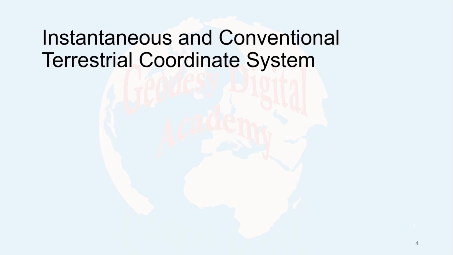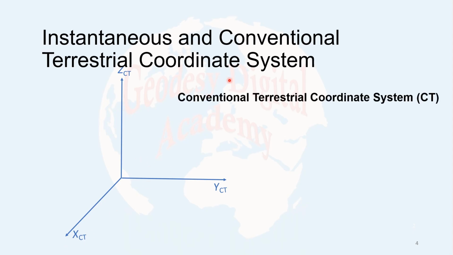Instantaneous and conventional terrestrial coordinate systems. As you have noticed, we define the CIO, and based on the CIO, we define a conventional terrestrial coordinate system, which I simply show here by CT. CT means conventional terrestrial. In some literature, you may see CTS or CTF. They are the same, but they are actually defined based on the CIO, the average pole position.